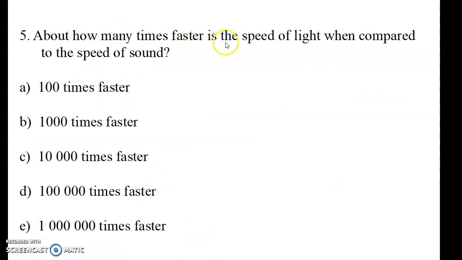About how many times faster is the speed of light compared to the speed of sound? And that is 1,000,000 times. The answer is E.